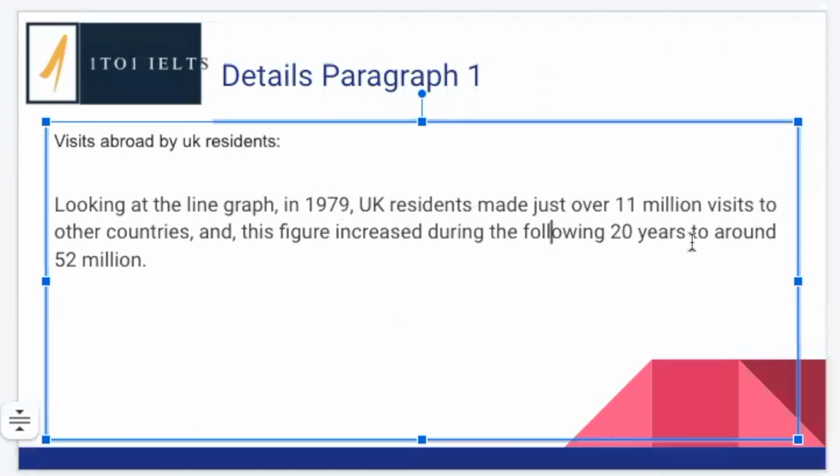When we talk about a period, rather than during the following 20 years, which I'm guessing you're translating straight from Spanish, we have a better preposition. This isn't a terrible preposition, but there is a better preposition. Yeah, over. For these task ones, over is going to work a lot better.